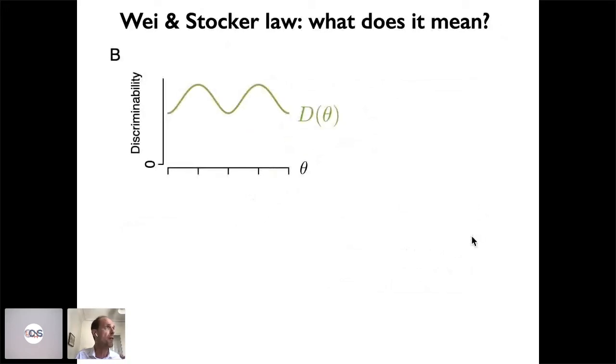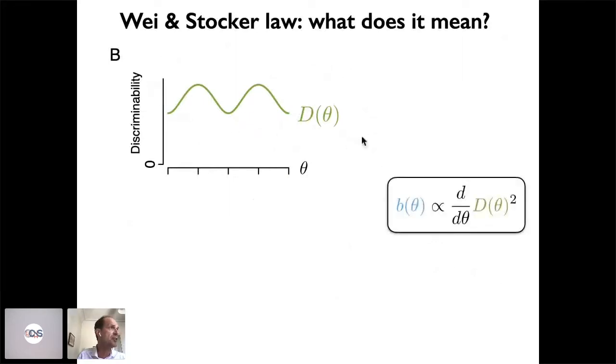Okay, so that's the two terms involved in the Wei and Stocker law. Let's now look at what kind of quantitative predictions it makes. Specifically, consider some hypothetical task, where theta is my stimulus here, and I have low discriminability at some locations and high discriminability at others. High discriminability here means high threshold. I need to move the stimulus a lot in order to notice a change. Whereas at these troughs here, I don't need to. I'm more sensitive. I don't need to move the stimulus as much to notice a change.